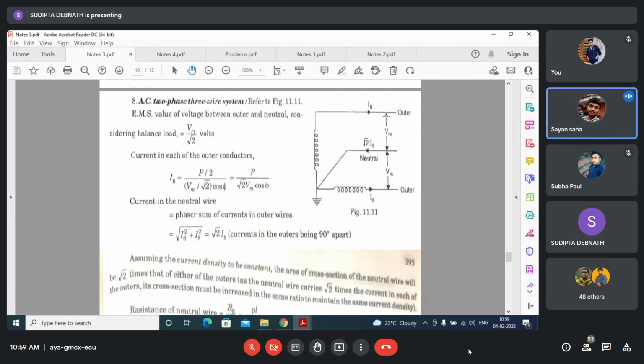Ma'am, one question. Why in two-phase are the phase angles not kept at 180 degrees? Then they should cancel each other. Why are they kept at 90 degrees?